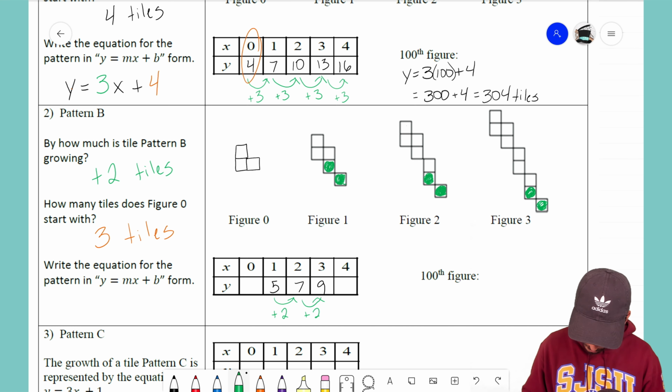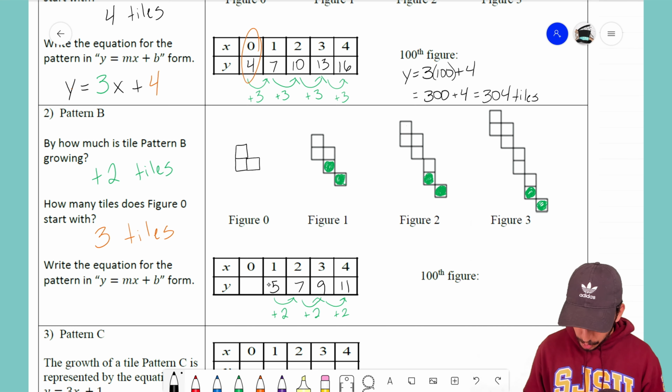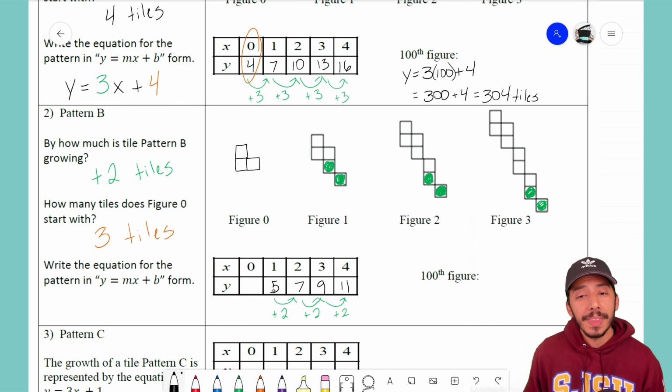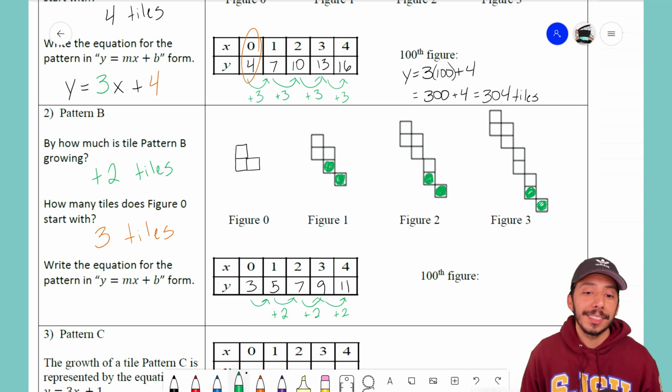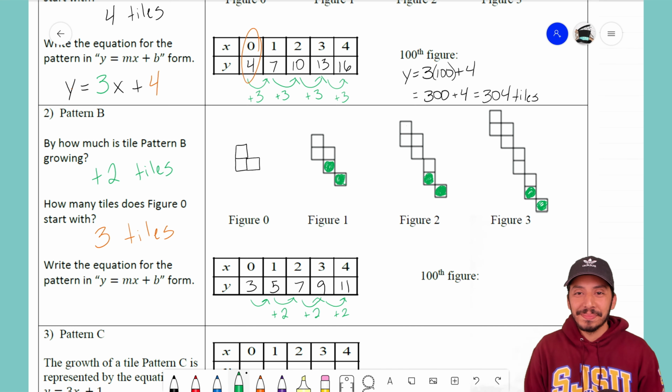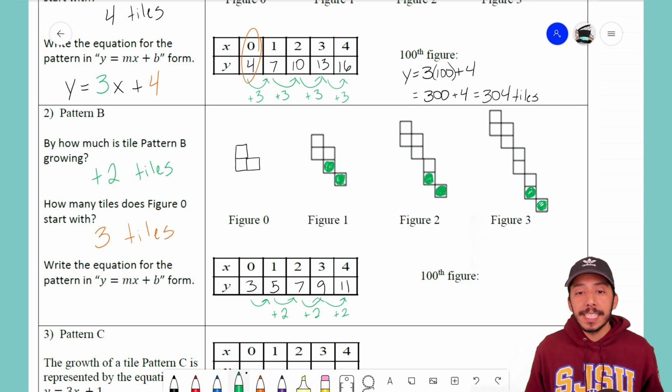Which then means that figure 4, after I add 2 more tiles, would have to have 11 tiles as well. And since I know figure 1 has 5 tiles, and I was adding 2 tiles to figure 0, that means figure 0 must have had 3 tiles as well. So there you go. We know that this tile pattern is growing by 2, and it starts off with 3 tiles.